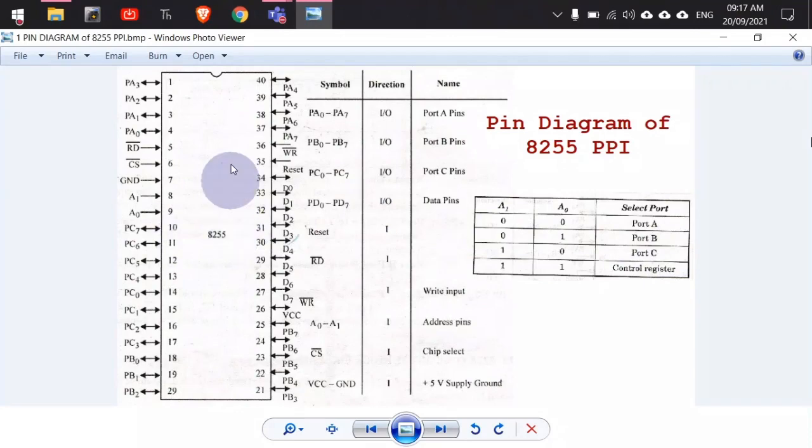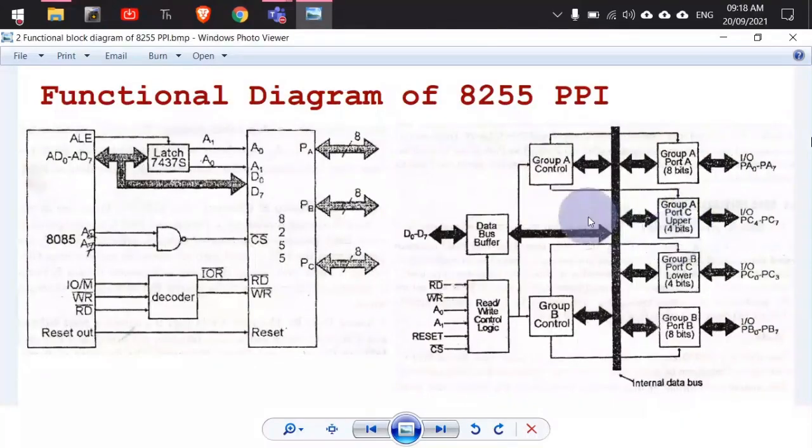I mean, 8255 is for taking and giving the data. It's like a USB hub, and port A, port B, and port C will be used here, right? So almost the same structure will be followed everywhere. And we do not need to remember this pin diagram, but we will need to remember the functional diagram, which is drawn here. So on the right hand side of the screen, you can see that this is the functional diagram of your IC, right?